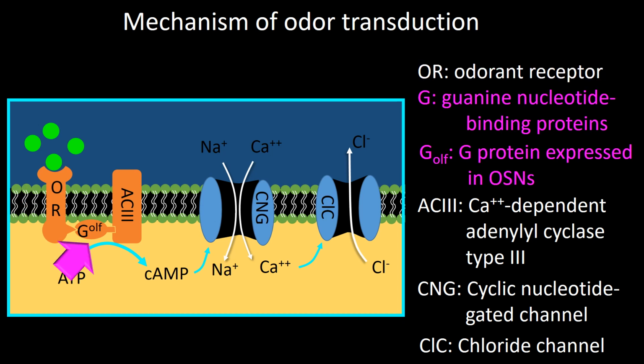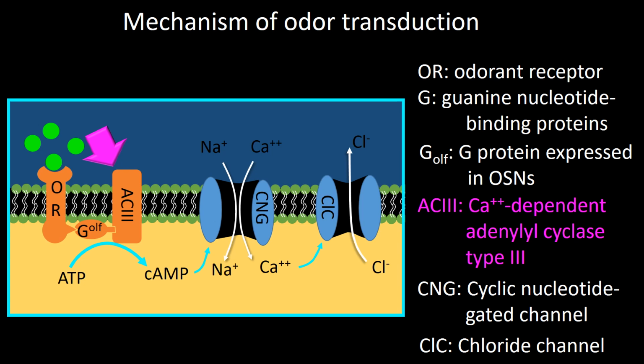This brings about a conformational change in the guanine nucleotide binding protein expressed in the olfactory sensory neurons, and subsequent activation of the calcium-dependent adenylyl cyclase, which brings about the conversion of ATP to cyclic AMP, which interacts with cyclic nucleotide-gated receptors and triggers the opening of the cyclic nucleotide-gated cation channels and entry of sodium and calcium.